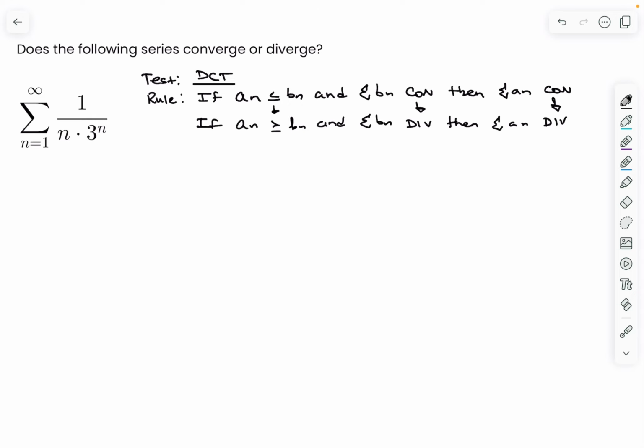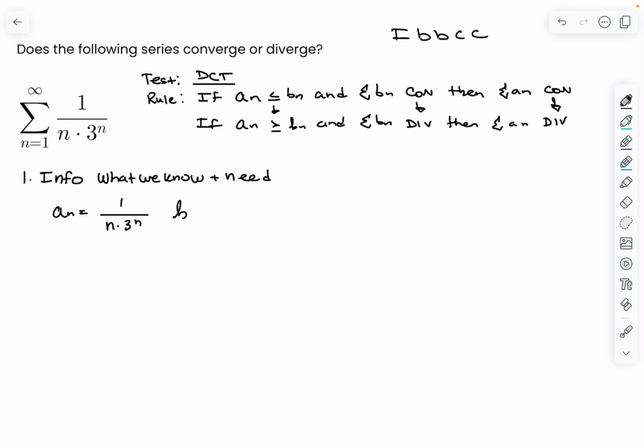So DCT is really just 5 simple steps, and I remember it as I, B, B, C, C. I stands for information. This is the information that we know plus the information that we need. Right now we know that our given sequence A of n is 1 over n times 3 to the n. What we need, because we don't know right now, is what our B of n is. So that brings us to our second step, which is B: literally find B of n.